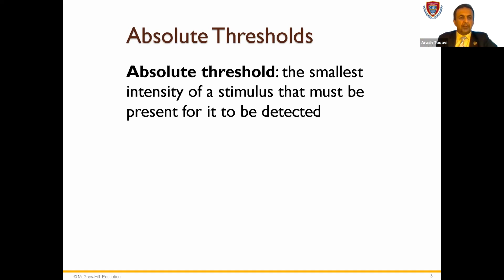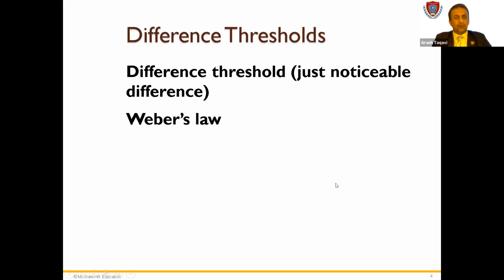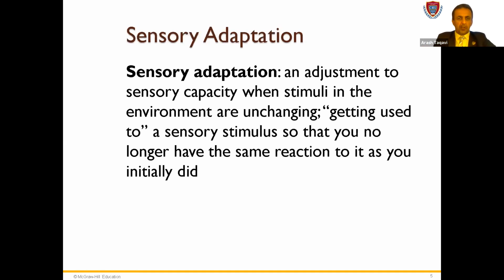So absolute threshold is the smallest intensity of a stimulus that must be present for it to be detected. The keywords are at first smallest, and detected. Also, one of them is intensity. The smallest intensity of a stimulus that must be present for it to be detected. We are talking about sensations. We are talking about the relationship between stimulus and receptors and the effect that the stimulus can have on receptors. It is Weber's law. Just noticeable difference, we talked about just now.